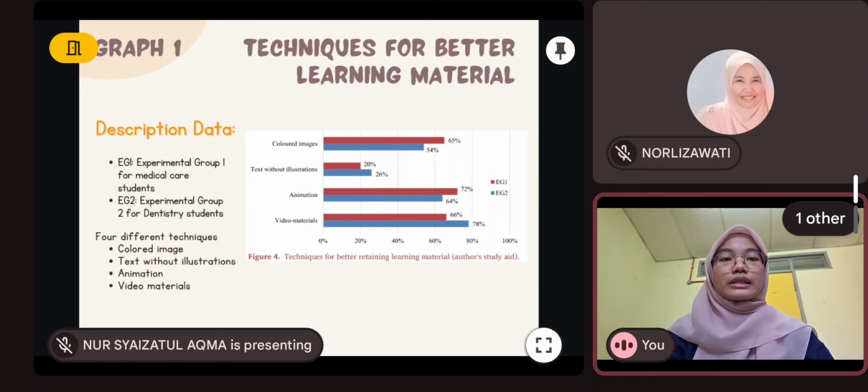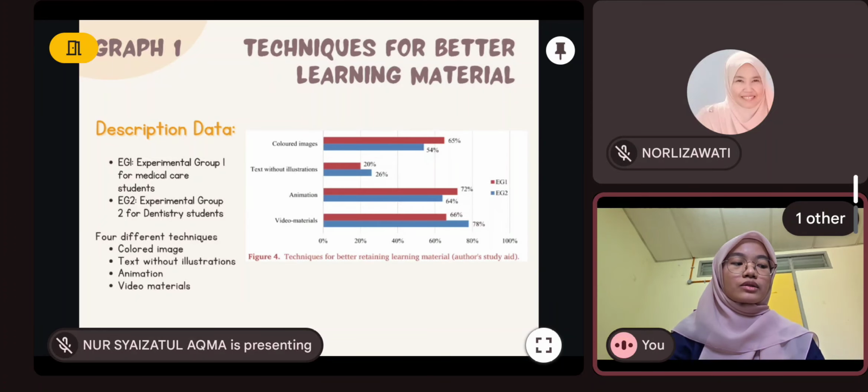For the color image, there are 65 percentage for the highest that showing for the experimental group 1 and 54% for experimental group 2. Next, technique for text without illustration. The lowest one is 20% for the experimental group 1 and followed by 26% for experimental group 2. The third technique is animation with the highest score with 72% for experimental group 2 and followed by 64% for experimental group 2.